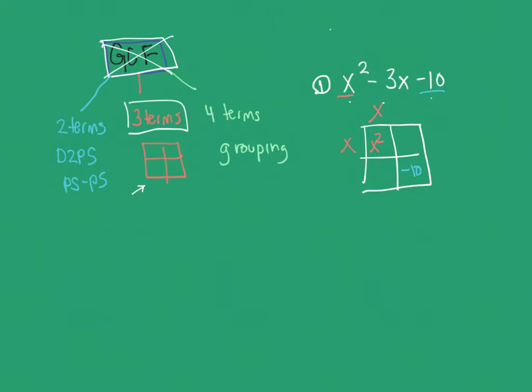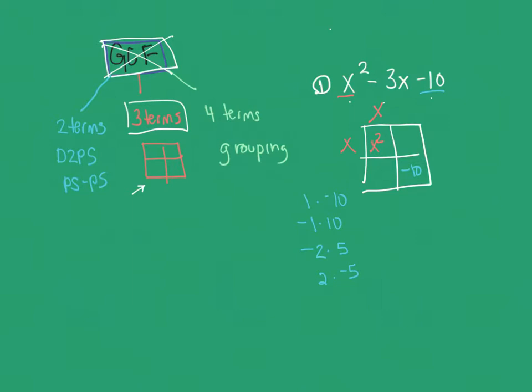When I put that negative 10 there, I know that as I'm looking for the factors, one of my factors is going to be positive and the other one is going to be negative. So when I think that it's 1 and 10 and 2 and 5, keep in mind that what I'm really thinking is that it could be a negative 1 times 10 or a 1 times a negative 10. It could be a negative 2 times 5 or a 2 times a negative 5.